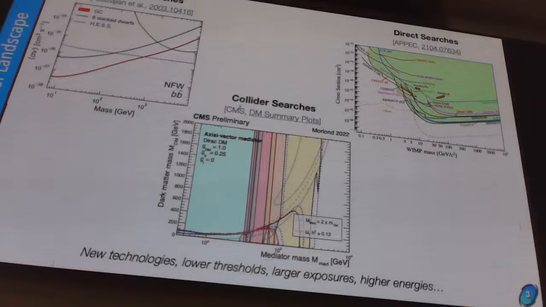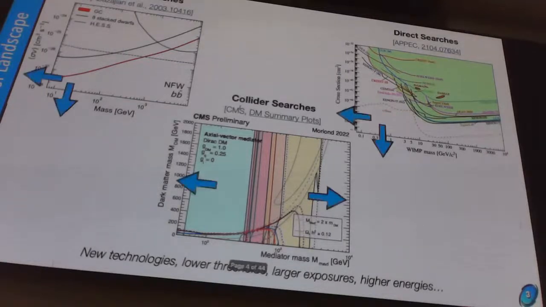One of them is indirect detection. You try and look for dark matter particles producing standard model particles in the galactic halo, or other dense environments, and you look for those standard model particles. You can try and produce your dark matter in a collider, collide two particles together and produce dark matter. Or you can build a low threshold, very large underground detector, which tries to look for dark matter in the galactic halo interacting with nuclei or electrons or whatever in your detector.